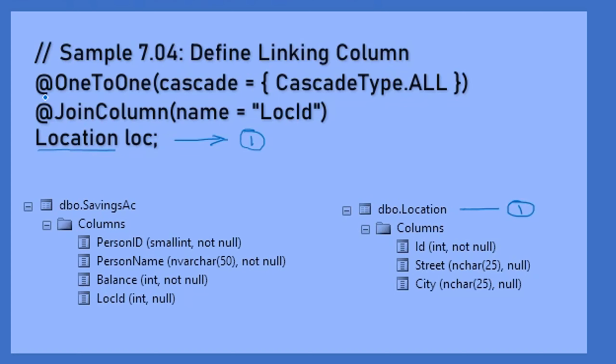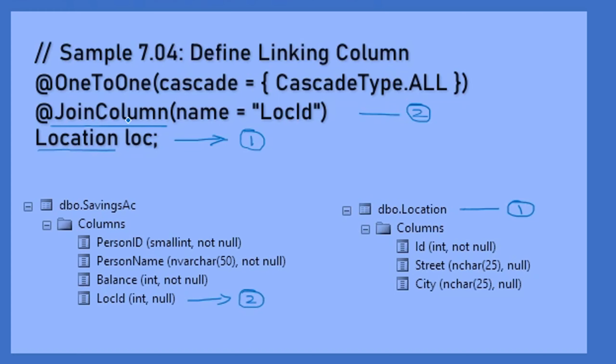Next comes the join column. We usually specify the column name by means of the @Column annotation. But here if you see, we are marking this location LOC with an annotation @JoinColumn. We are telling that it's a join column. Then we specify name as location ID.